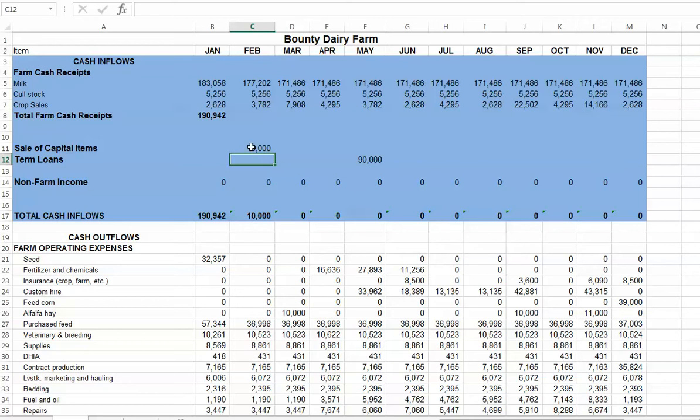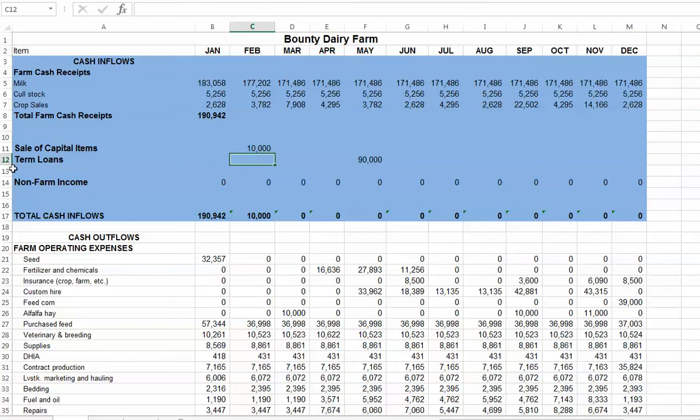All right. Now down here, this non-farm income, that would be like, say you had a husband and wife farm, maybe one of the two works off the farm and earns a salary off the farm. So you could put that non-farm income in here. Now, of course, using this cash flow, if you want to keep it strictly the business and not an overall cash flow, you might not want to put that non-farm income in here. That would be a choice of the user.